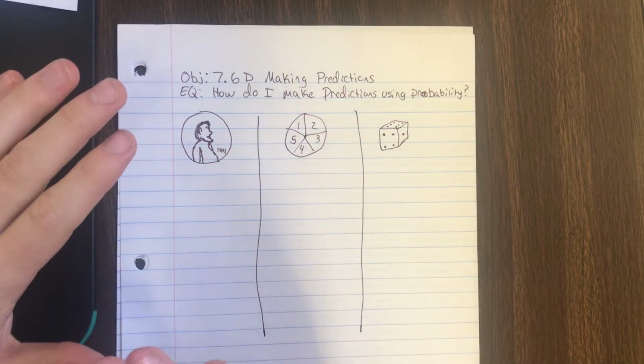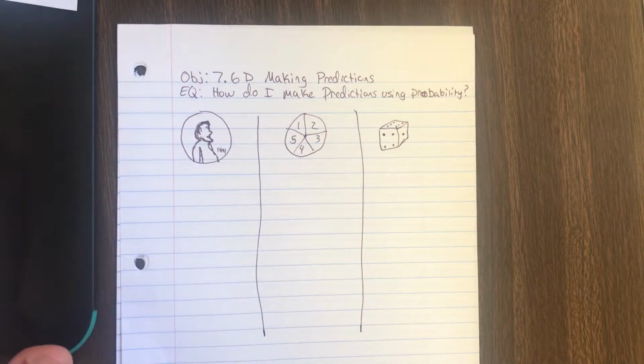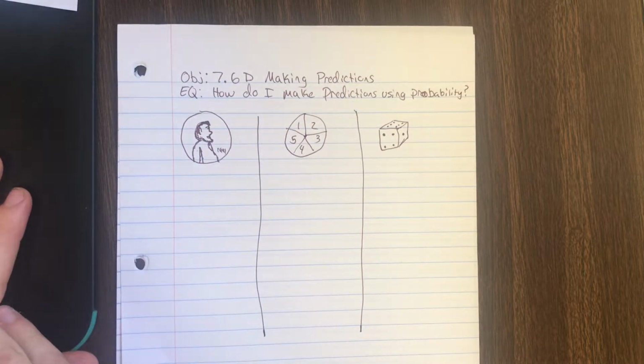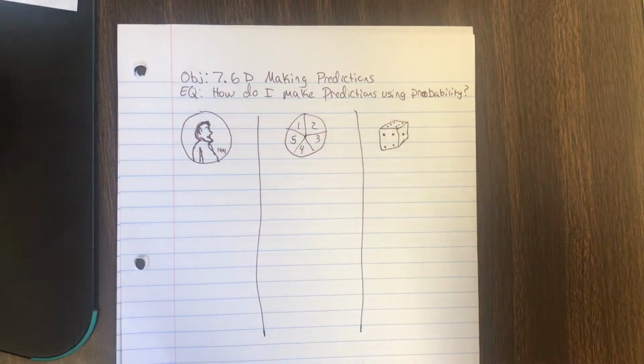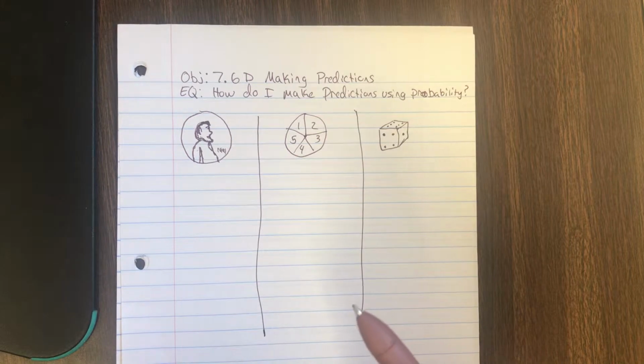So this predictions is all based on theoretical probability. It's not based on if I flip a coin 10 times. It's based on what would happen if I were to flip a coin 10 times, okay? So theoretically, what should happen? What would the odds be?